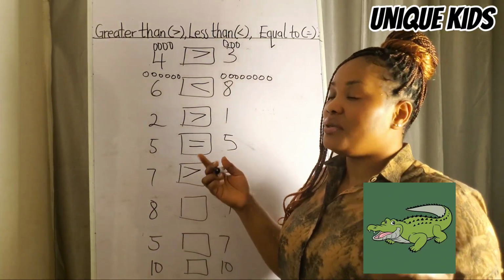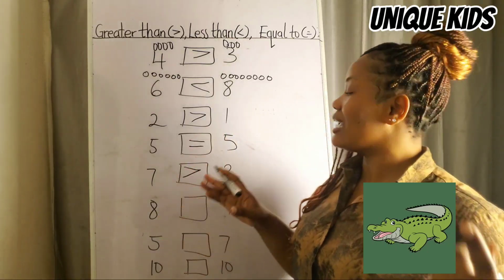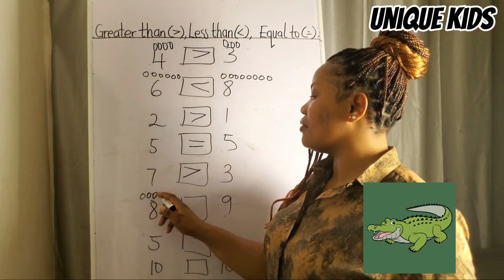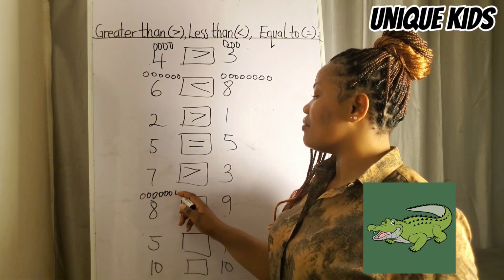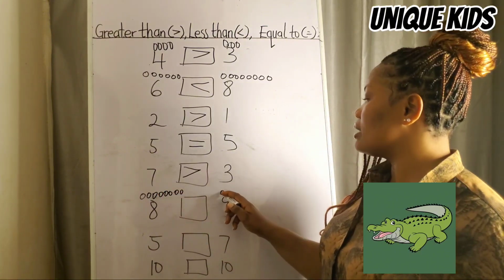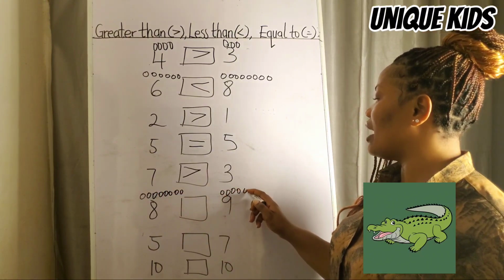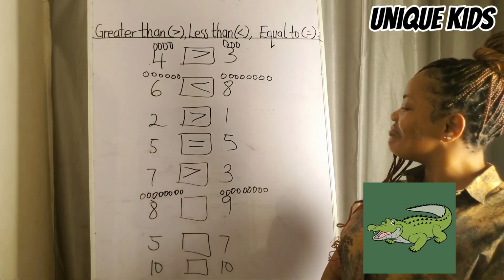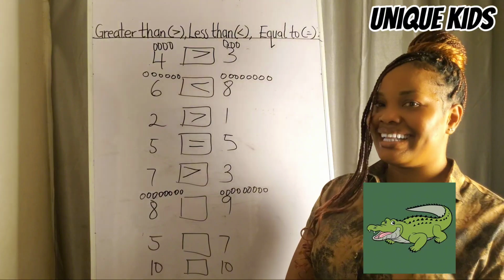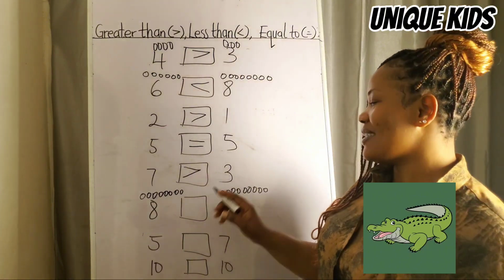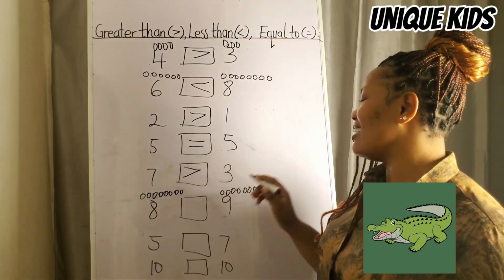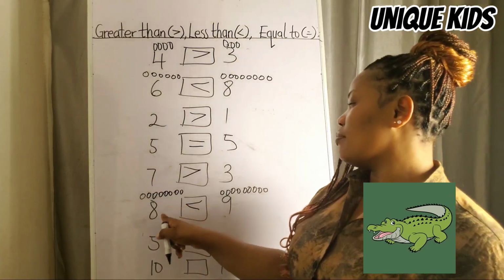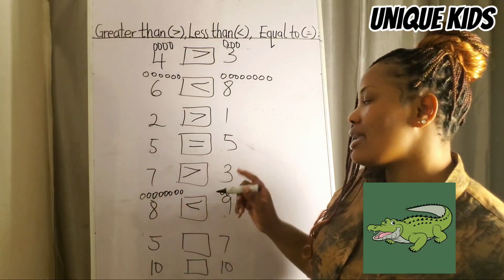Okay, let's count. We don't know. Some people are saying 8, some are saying 9. I don't know the bigger one. Let's count. 1, 2, 3, 4, 5, 6, 7, 8. 1, 2, 3, 4, 5, 6, 7, 8, 9. Yeah, 9 is the bigger one. So alligator is going to swallow what? 9. Great job. Alligator swallows the 9 and the tail is pointing at the 8.